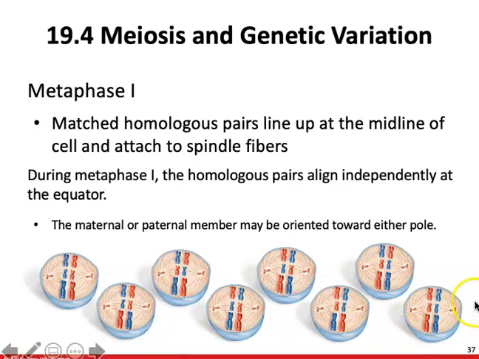Now, this looks very similar because you're not looking at the crossing over events, but crossing over occurs and then we get independent assortment. This process here of how they line up is what's known as independent assortment. We're going to talk quite a bit about independent assortment when we talk about our genetics, when we talk about the inheritance of DNA and different genetic factors and human variation. All of this will come up again.